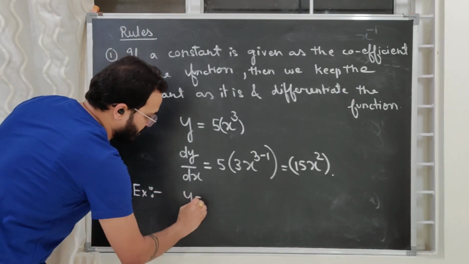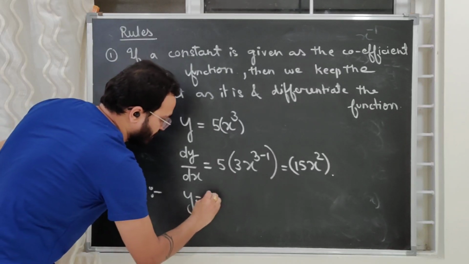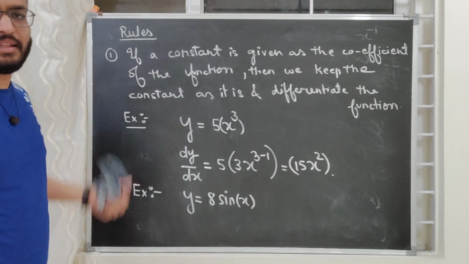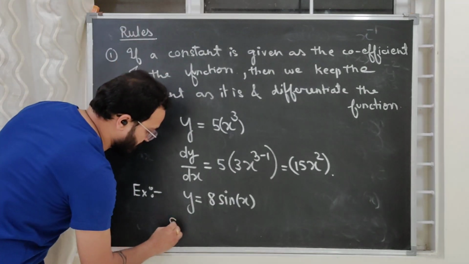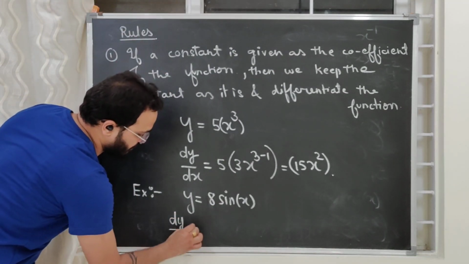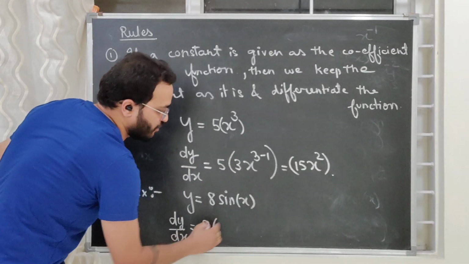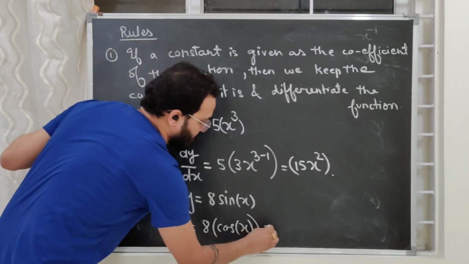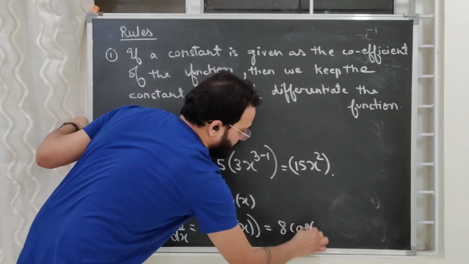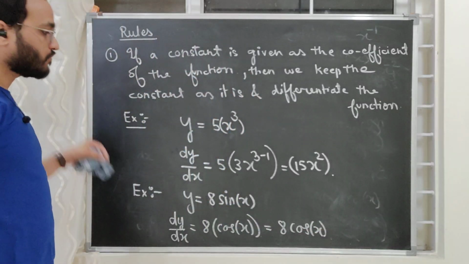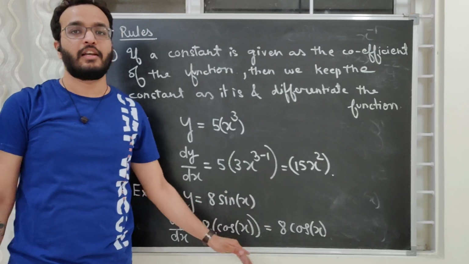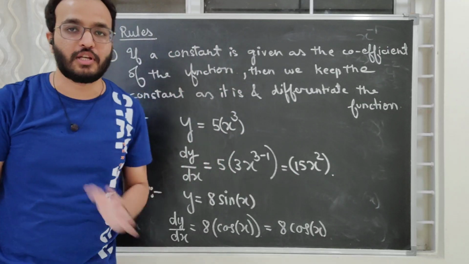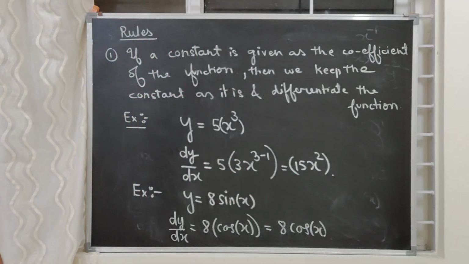Suppose y is equal to 8 sin x. Now you will say, sir, what is the rule of 8? Nothing. You can differentiate sin x, we know the formula. So you will say, sir, dy by dx, just keep 8 as it is and differentiate sin x. What is the derivative of sin x? You will say, sir, cos x. So the answer will be 8 cos x. You get it? So whatever the constant is, you keep it as it is and simply differentiate the function. Right?